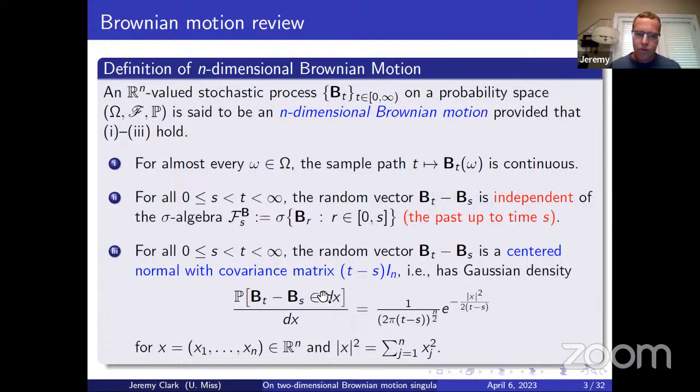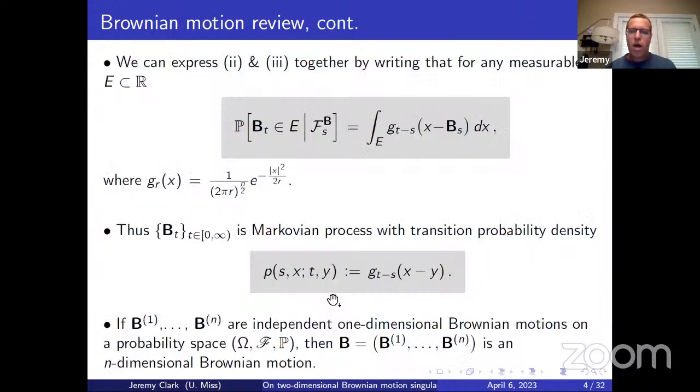Okay, so we can express the second and third properties together just by writing that for any set E, the probability that the Brownian motion is in the set E at time t, conditioned on the information in the past up to time s, is just given by this integral of the Gaussian density function.